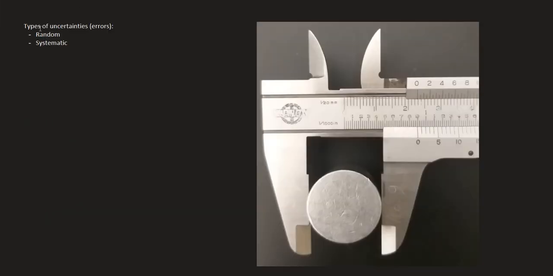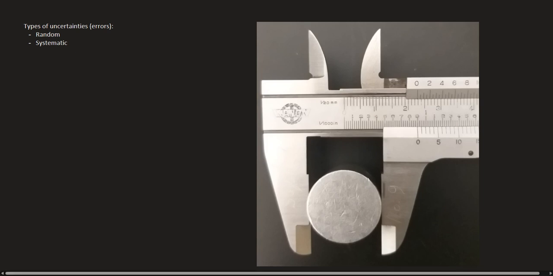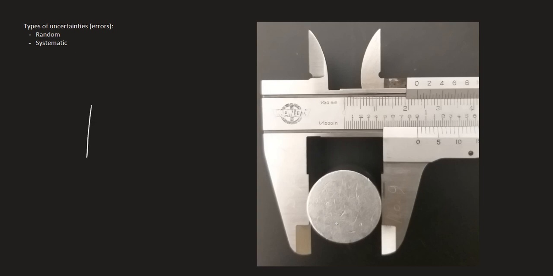Okay. What about types of uncertainties or errors? There are two main kinds of errors, which are the random errors and the systematic errors. So let's check what is a random error. Here you are seeing that the caliper is measuring the diameter of the cylinder, but the cylinder can be something irregular. For instance, you can see this cylinder, or maybe you can have a cylinder like this.